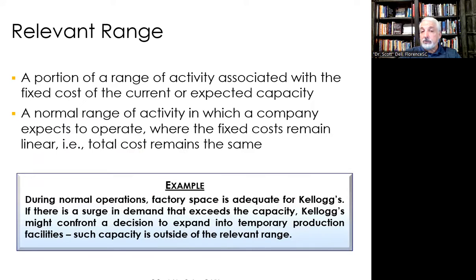We mentioned the relevant range before. It's the range of activity in which the fixed costs will basically not have to rise. So we talked about that step as well. But the normal range where we expect to operate, the fixed cost will remain linear. Total fixed costs will remain the same. So here during normal operations, factory space is adequate for Kellogg's. If there's a surge in demand that exceeds the capacity, they might confront a decision to expand in a temporary facility, another building, more equipment. That's going to be outside of the relevant range.